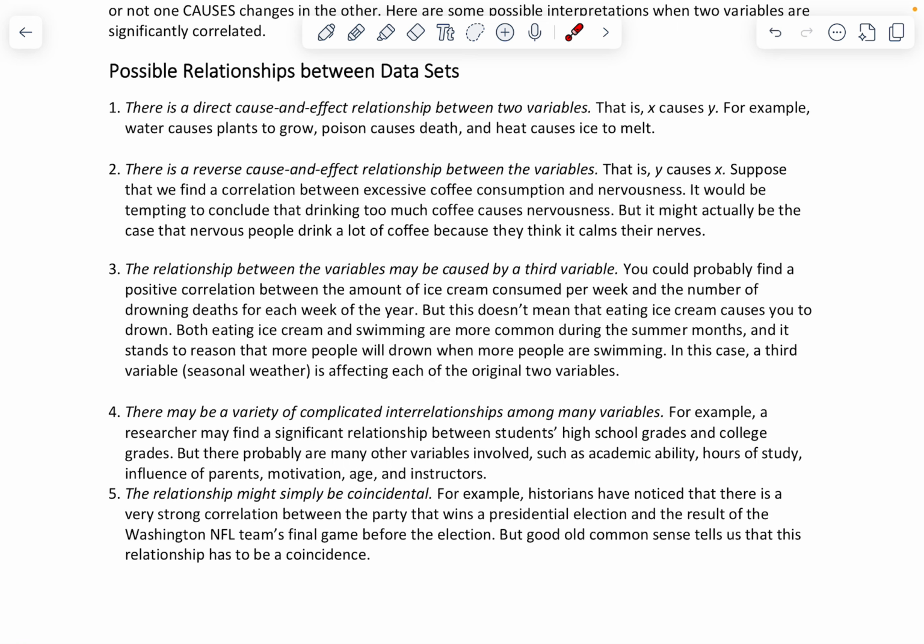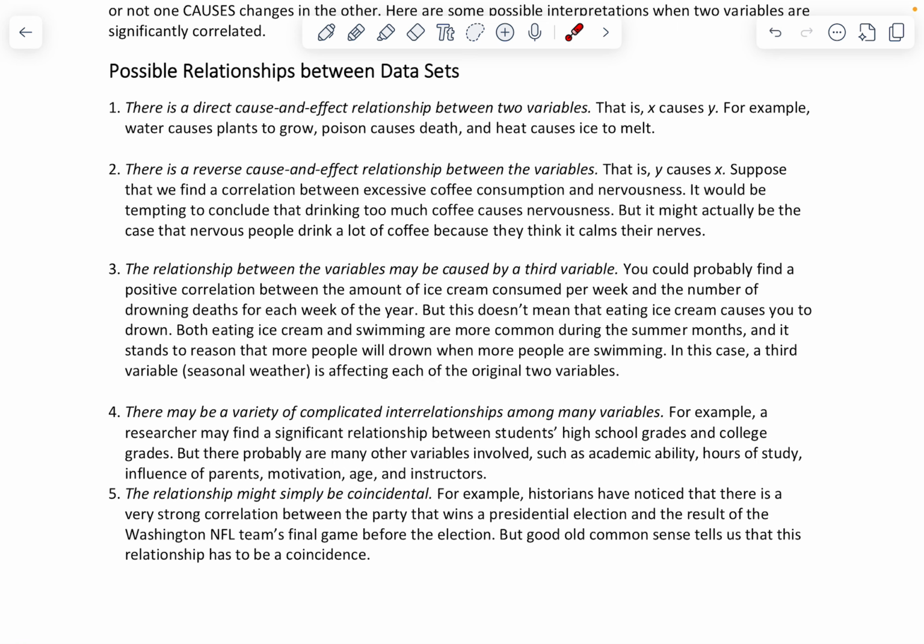2, there could be a reverse cause and effect relationship between the variables. So this would be like Y causes X. Suppose that we find a correlation between excessive coffee consumption and nervousness. It would be tempting to conclude that drinking too much coffee causes nervousness. But it might actually be the case that nervous people drink a lot of coffee because they think it calms their nerves, right? So that's another possibility.